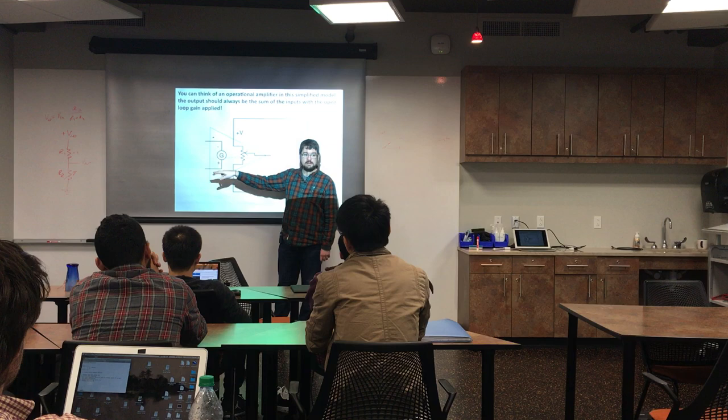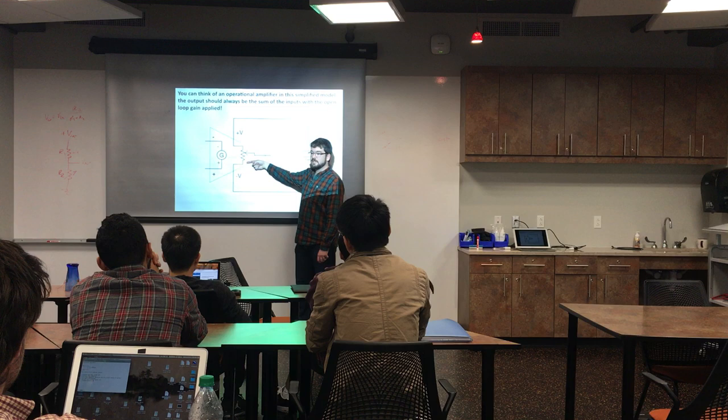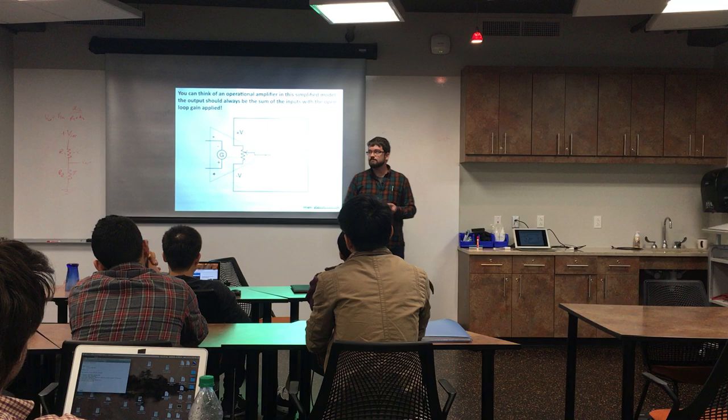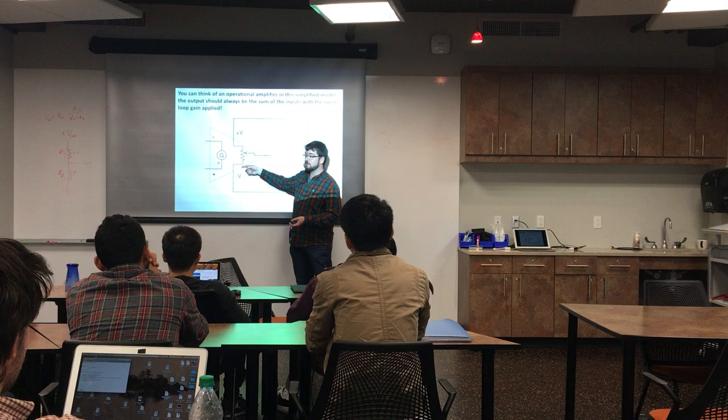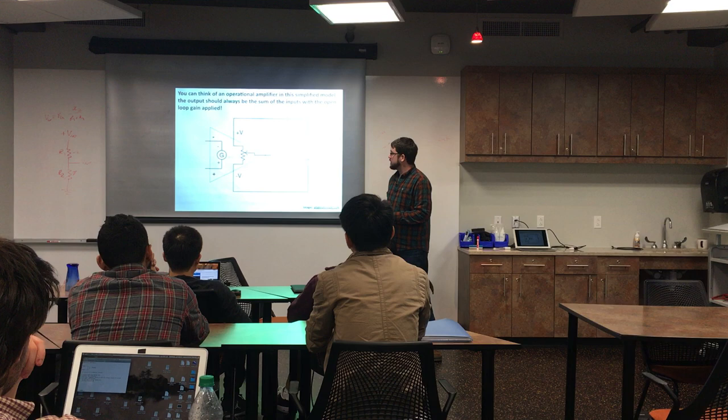And you could think of that as operating the wiper on a potentiometer that goes between plus V and minus V. So if the gain is infinite, then you're going to have two options. You're going to be all the way to plus or all the way to minus, right? And we can do some feedback to make this a more useful amplifier. But you can sort of think of that's how they work inside.